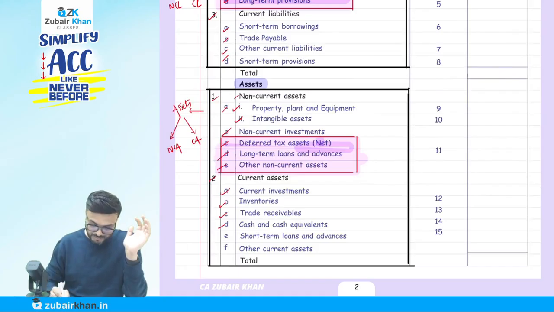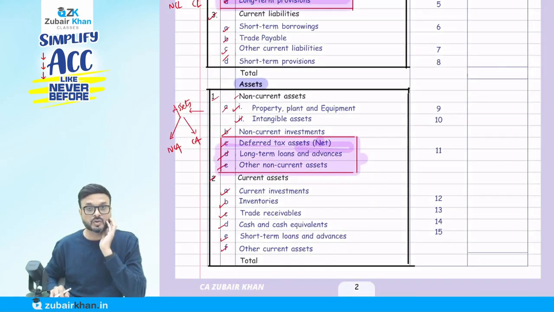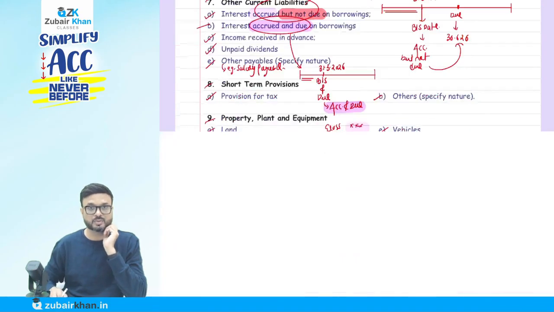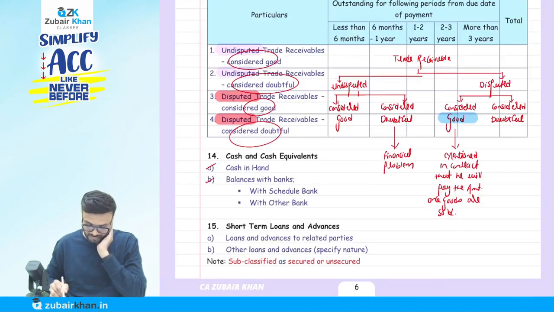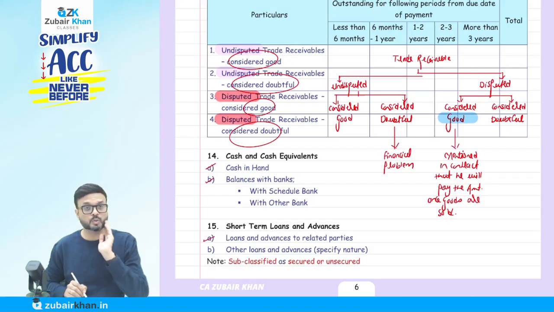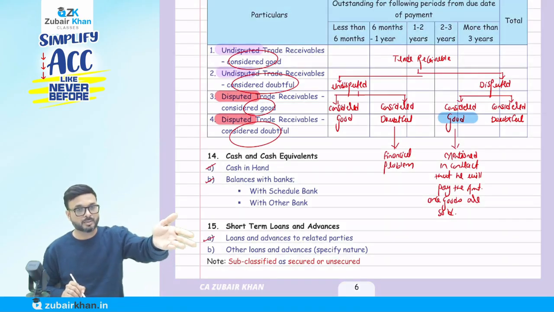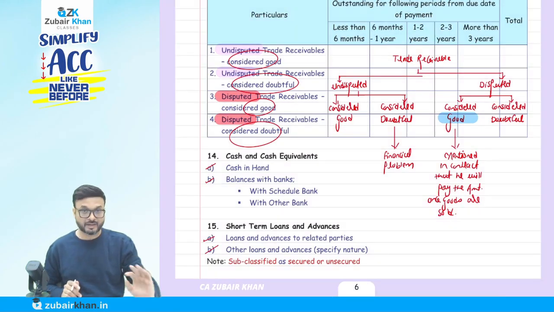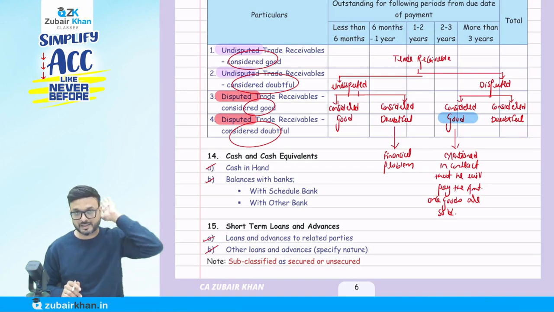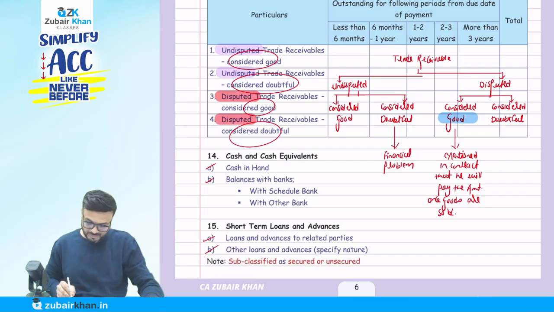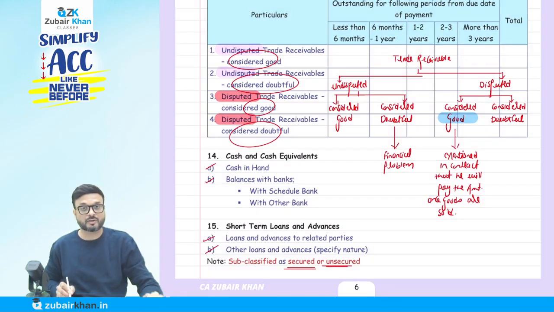Then the next is short-term loans and advances, Notes to Accounts number 15. If you have given loans and advances to anyone, such as a related party or subsidiary, and I told him to give me the amount within 6 months, we gave the advance but he is going to repay within 6 months, or any other advance that is going to be settled within 1 year, we call them short-term loans and advances. If any security is given, secured or unsecured, we have to bifurcate.